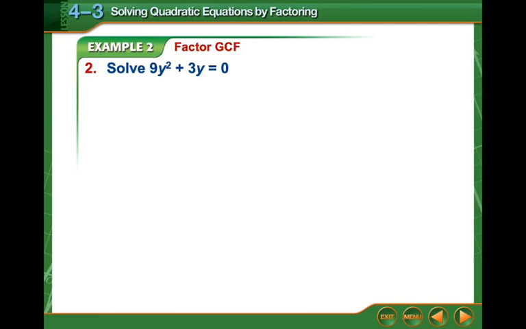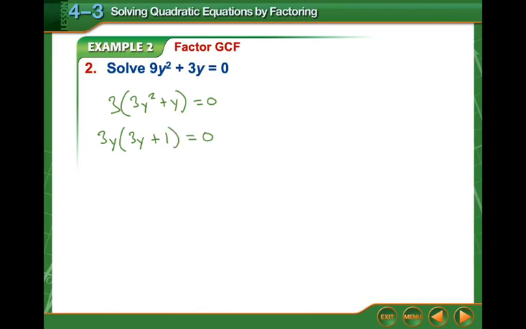So this one we want to factor the greatest common factor. So we're going to factor out everything that we can from it. So the first thing we notice is that the 9 and the 3 in the front can factor out, right? So that means we have 3 times 3y squared plus y equal to 0. And then we can also factor out a y in both, right? There's at least one y in both terms. So we can take that out. So it's 3y times 3y plus 1 equal to 0.